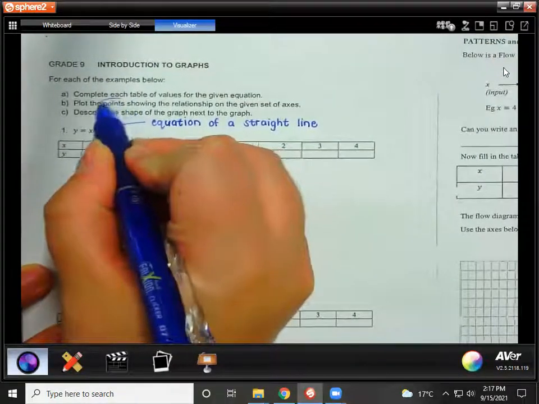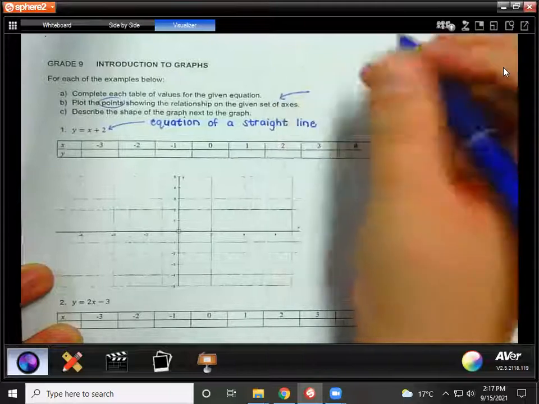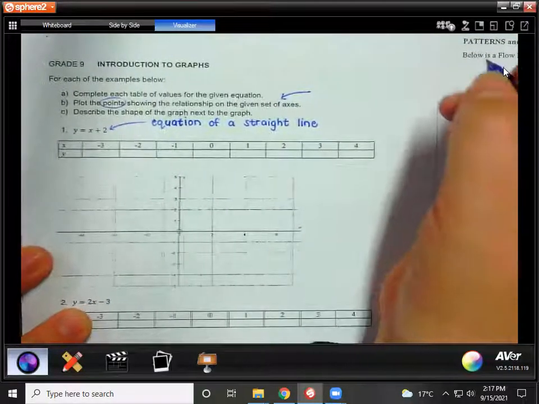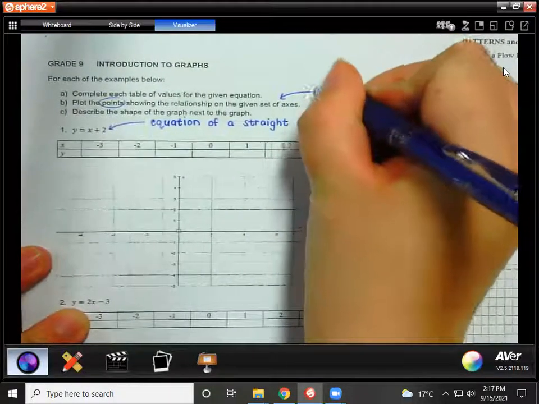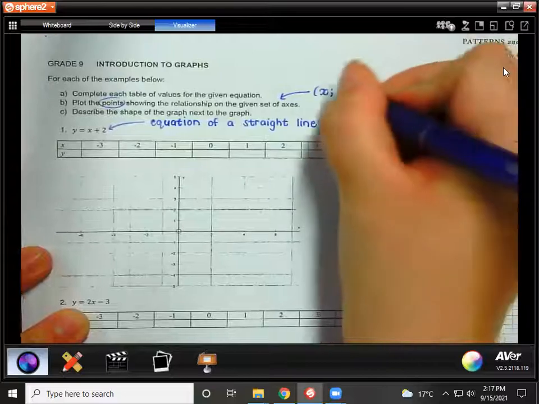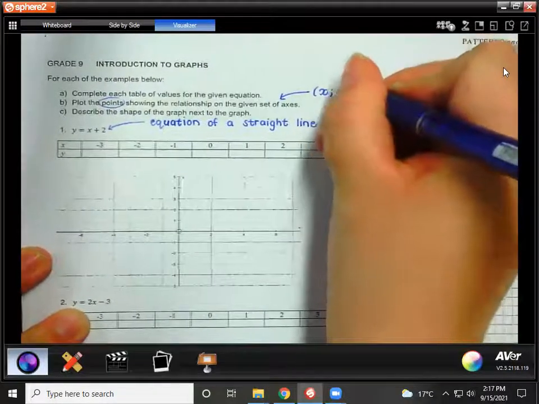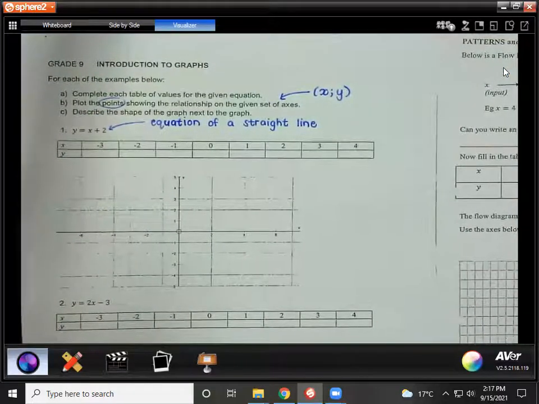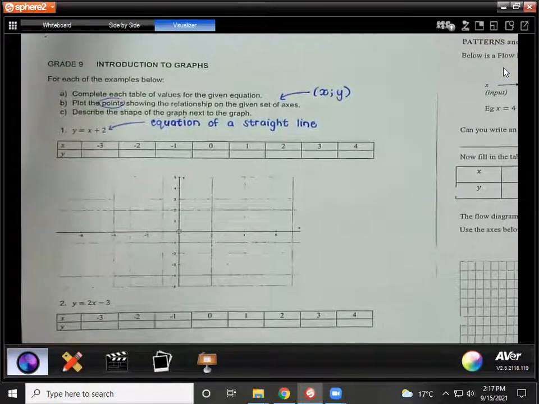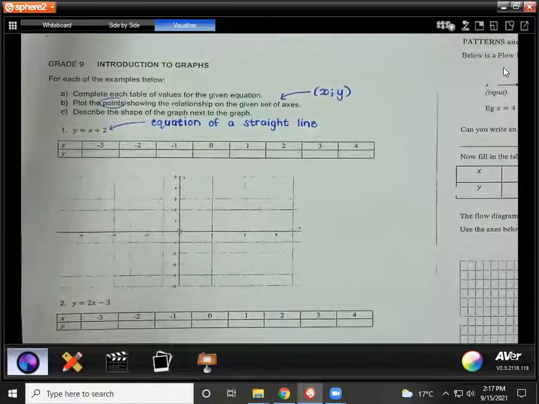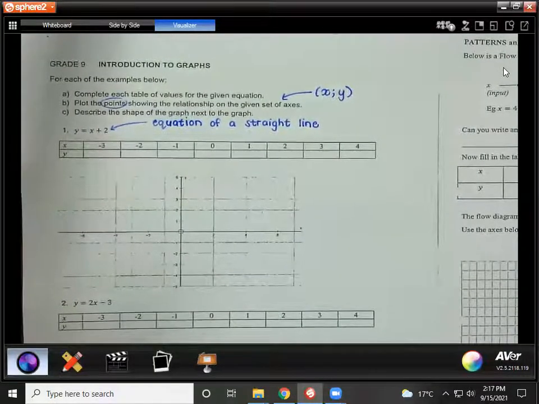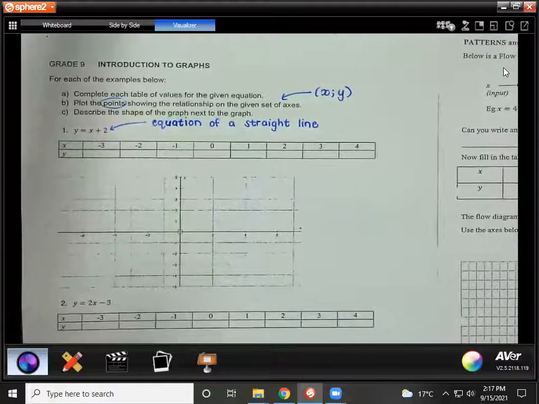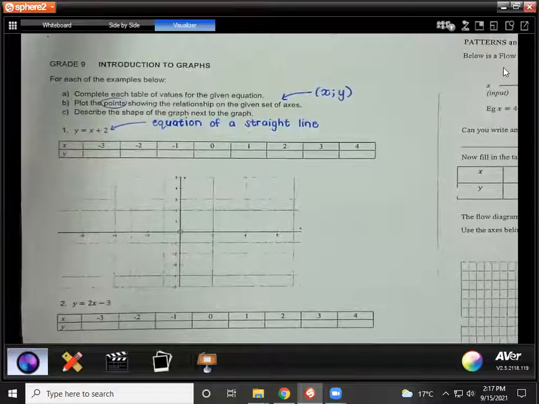Guys, what do we remember about points? Points always look a certain way. How am I going to write a point? I always use a bracket, then x, the x value of that point. Then I use a semicolon. Then I'm going to write the y value of the point, and then I'm going to close my bracket. Okay, so they are saying that we're going to plot the points showing the relationship. The relationship here, we're going to discuss it now on the set of axes, and then we're going to describe the shape of the graph next to the graph. Okay, so we're going to write down what kind of graph we are given. All right, once we've done all of that.